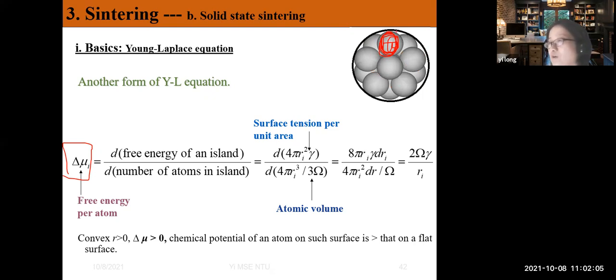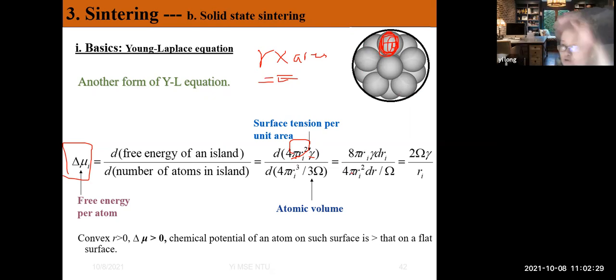Okay, so first of all, we calculate the free energy of the whole particle. It's very simple, right? Because this is a sphere, you have 4 pi r squared times gamma. This is the surface tension per unit area. We said before, gamma times area equals NH. So 4 pi r squared is the sphere's total surface area times gamma SV. In this case, gamma SV gives the total surface NH of this island or particle. Then we divide by the number.